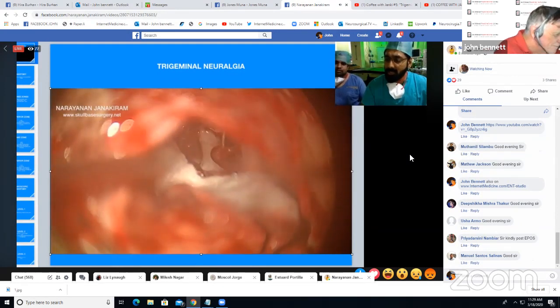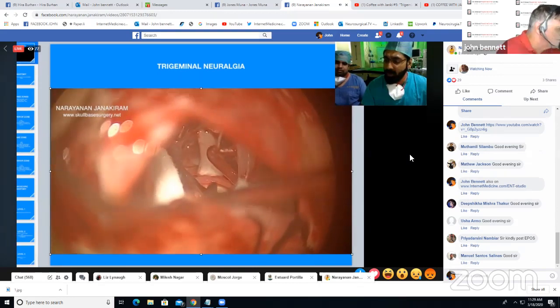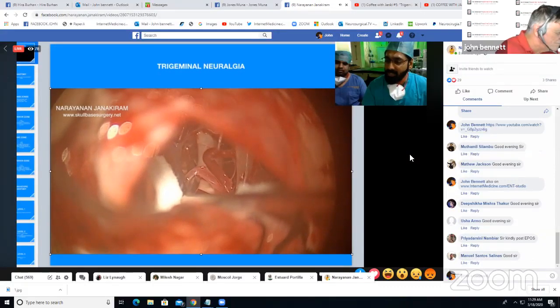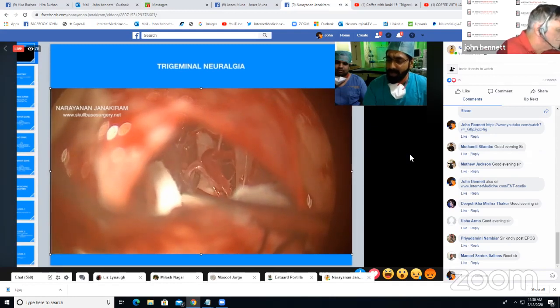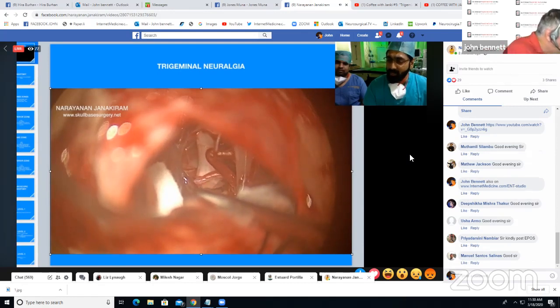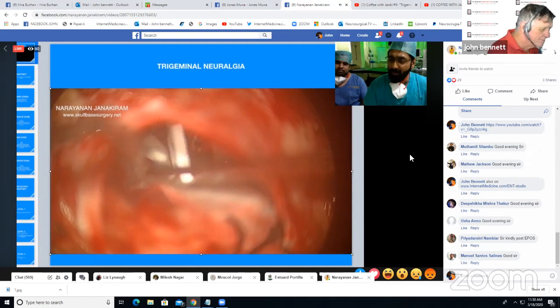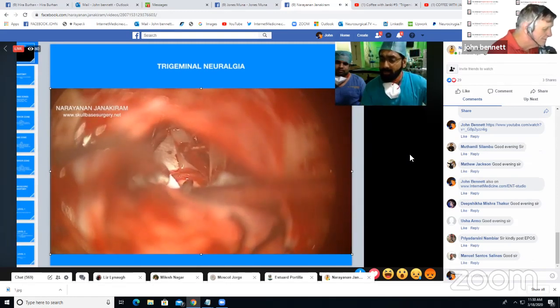This is the high power, and you can see how that artery is sitting right over the trigeminal nerve. You can also see that very clear area of demyelination there. That's the root entry zone of the trigeminal, and that's the ICA loop sitting right there, and you can see the SCA loop sitting anteriorly. So you had two vessels compressing the trigeminal nerve, and you can see how we have teased it, and now we are placing the block there.